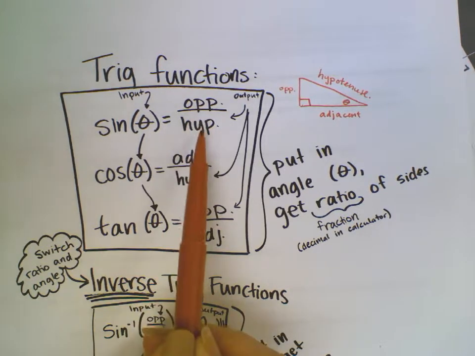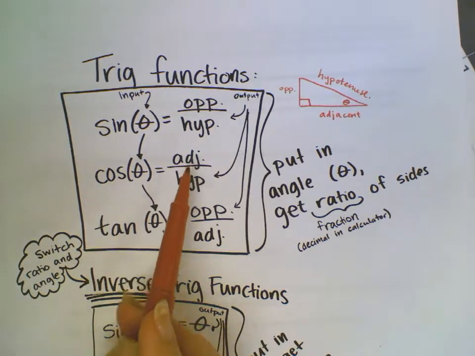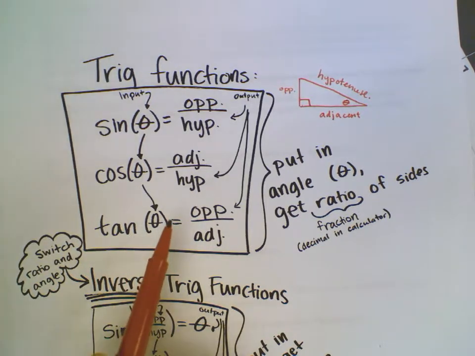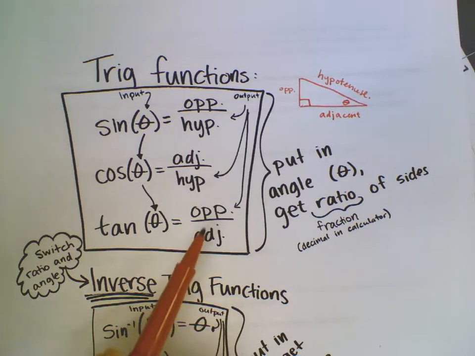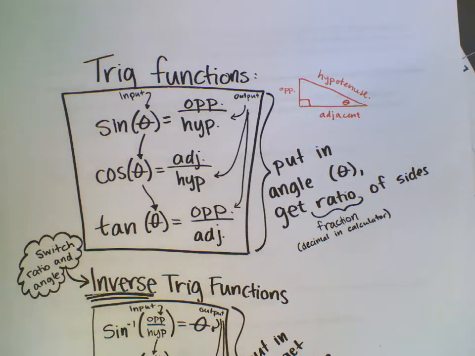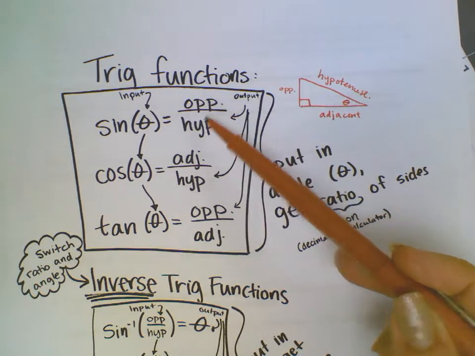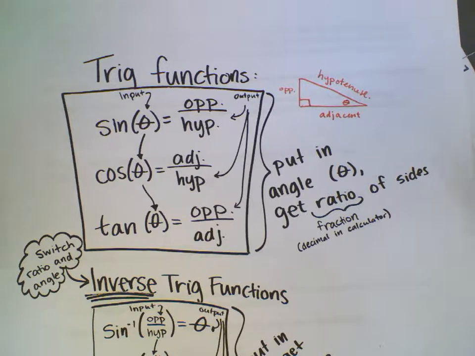That ratio. Cosine of the angle gives us adjacent over hypotenuse, and tangent of the angle gives us opposite over adjacent. Where if we know the angle measure, we plug that in right here, and then we can solve for any of those missing sides. So again, if we put in the angle, we get the ratio of the sides, or we can solve for any missing sides.